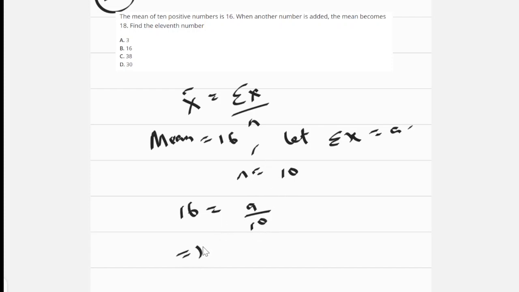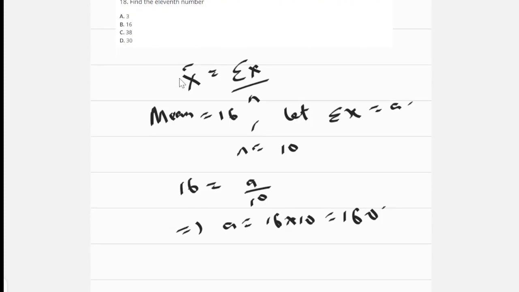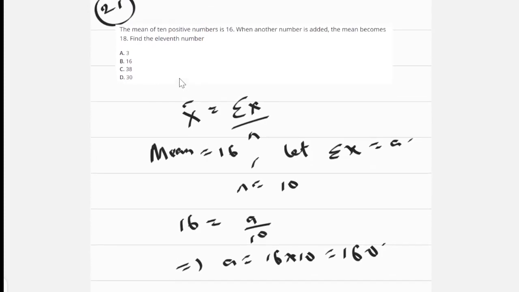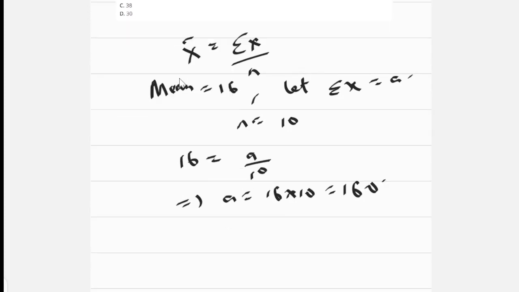From here, I can see that my a, which is the sum of all the 10 positive numbers, is 16 multiplied by 10, which is 160. Now we know that the sum of all the 10 numbers is 160. And the question continues: when another number is added, I now have 160 before. I hope you understand now. Then I added another number.